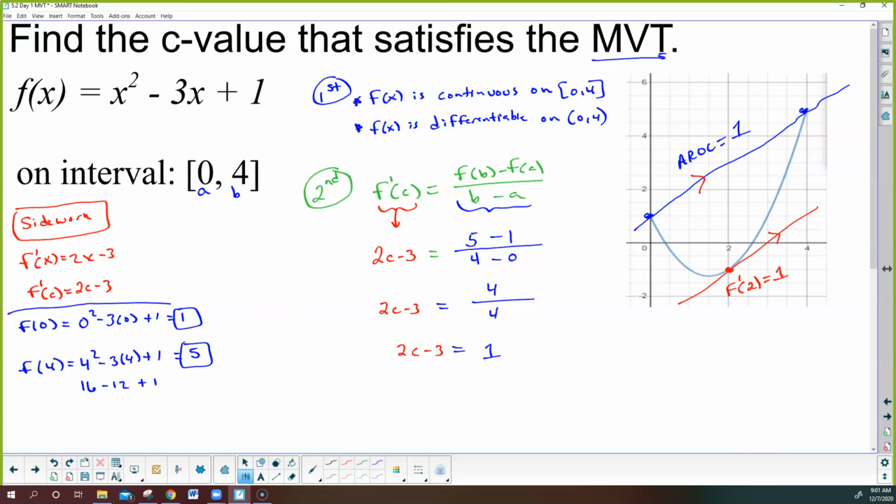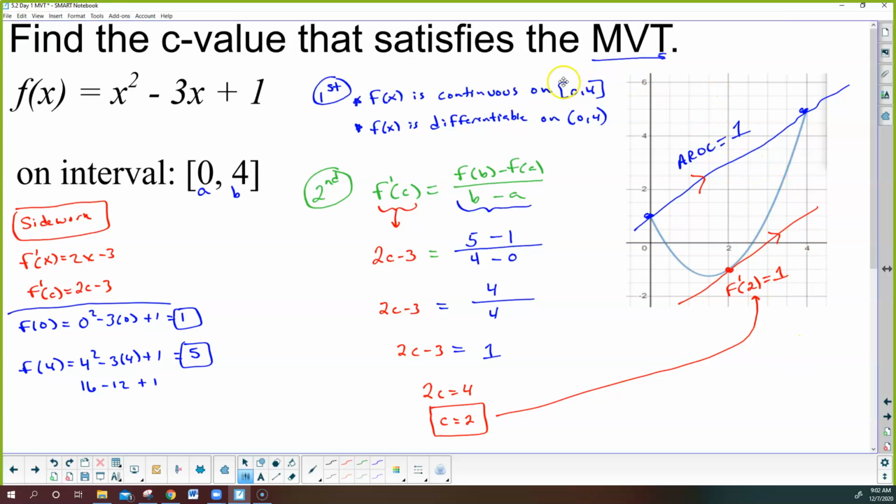Now the algebra is going to get harder, but again, we're starting off with a faster, easier example so you guys can get used to it. So now we want to solve for C. Add 3, divide by 2, and there it is. So even my graph estimation is right on.